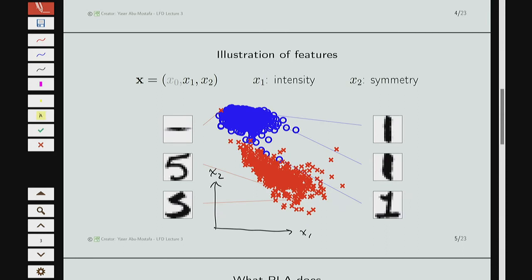Why is that? If you look at the intensity, the red ones tend to have a high intensity, right? Because there are more dots to write a 5 than a 1. In terms of symmetry, the 1 has a higher symmetry. In general, it looks more symmetrical. So these are the many different 5s, those are many different 1s. You have to show the computer many examples for the computer to learn.